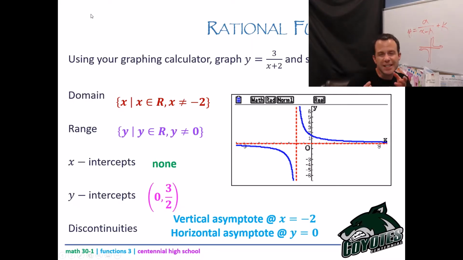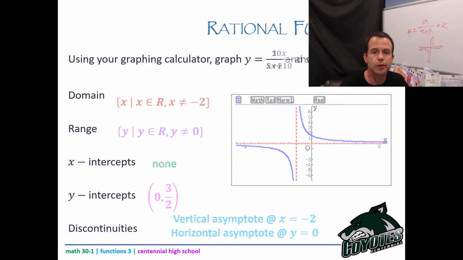Okay, now nothing on here tells us too much yet. With the exception of, I would want you to be comfortable to say, hey, this x plus 2 on the bottom is going to lead us to a vertical asymptote. Okay. The rest of it, we're going to kind of piece together as we go. So let's try another one.